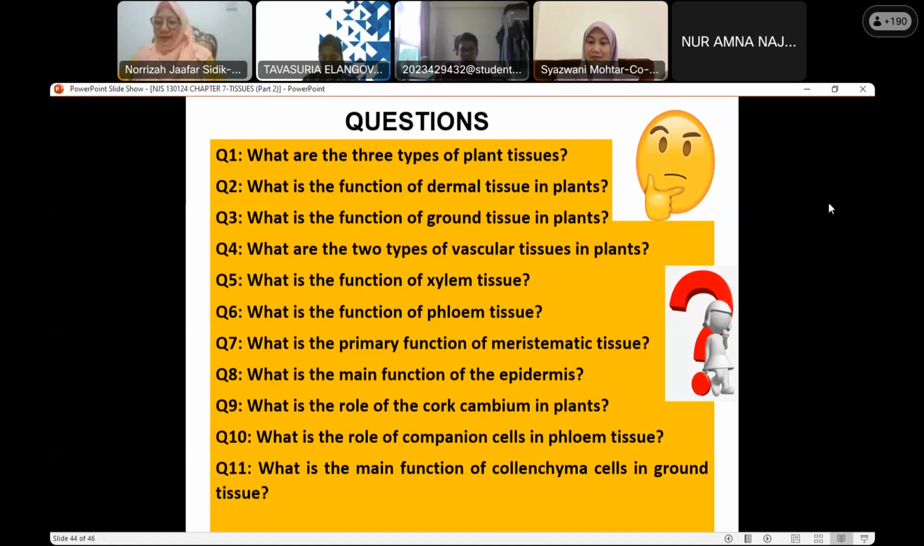Anyone answer the question? Phloem? No one answers it? Okay, it carries sugar. Transports organic compounds, and also hormones. Okay, next, what is the primary function of meristematic tissue?